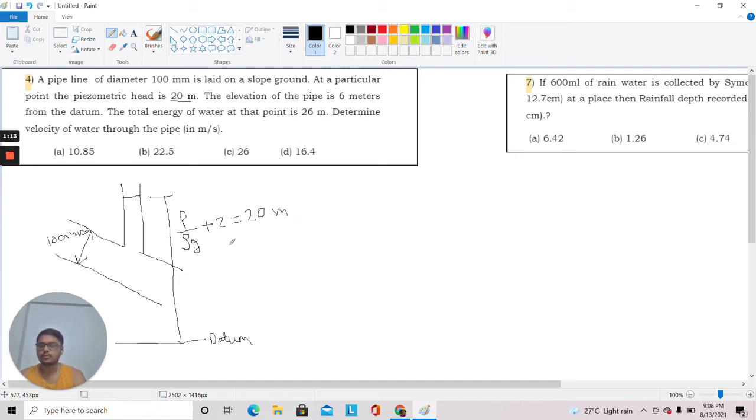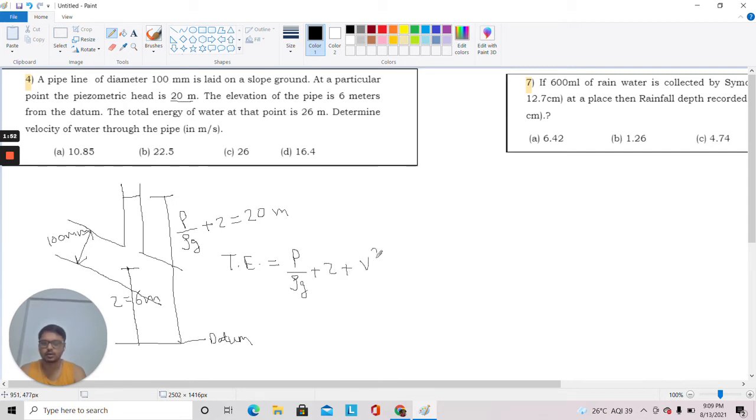Okay, now we move on to next, that is the elevation of the pipe is 6 meters from the datum. So at this point you know that this value is 6 meters. Then he is saying the total energy of water at that point is 26 meters. Total energy is nothing but piezometric head, that is P by rho g plus Z, plus kinetic head, that is V square by 2g.